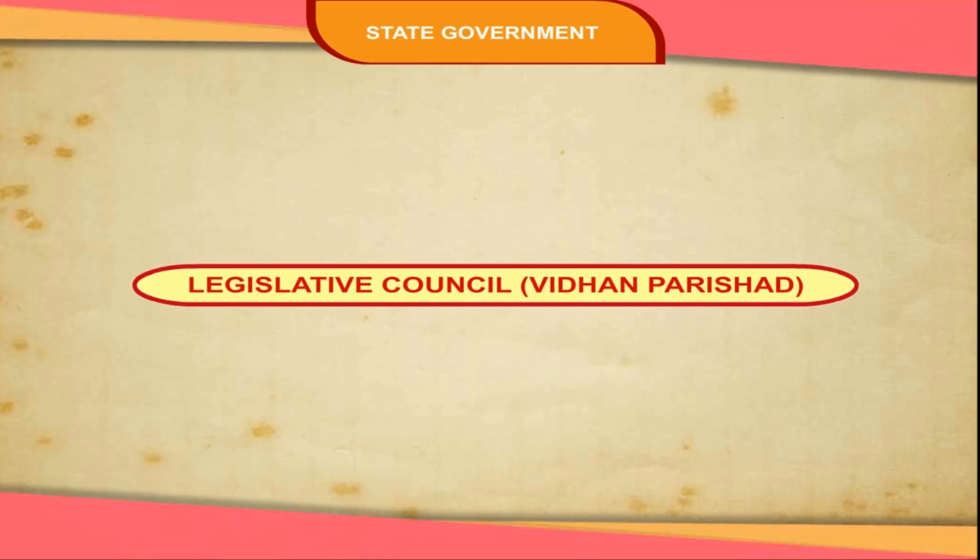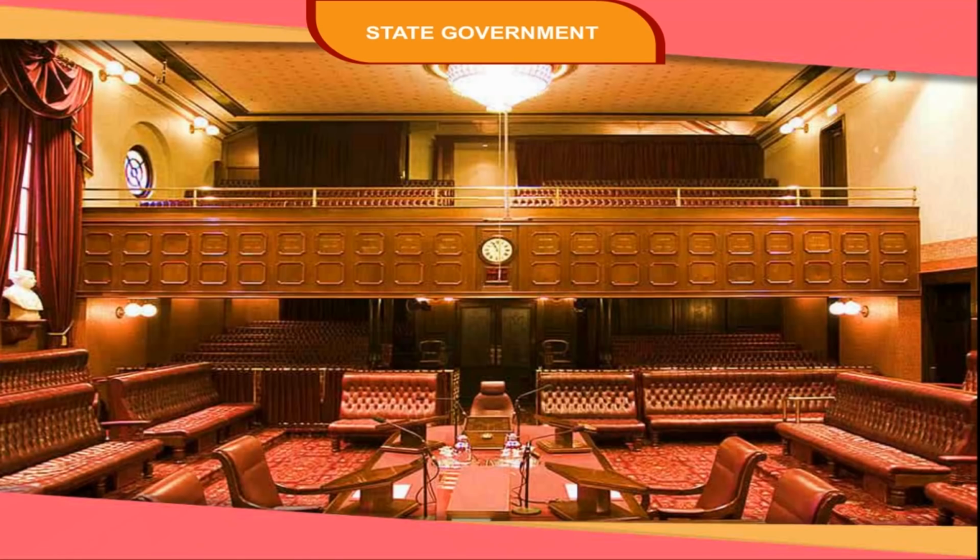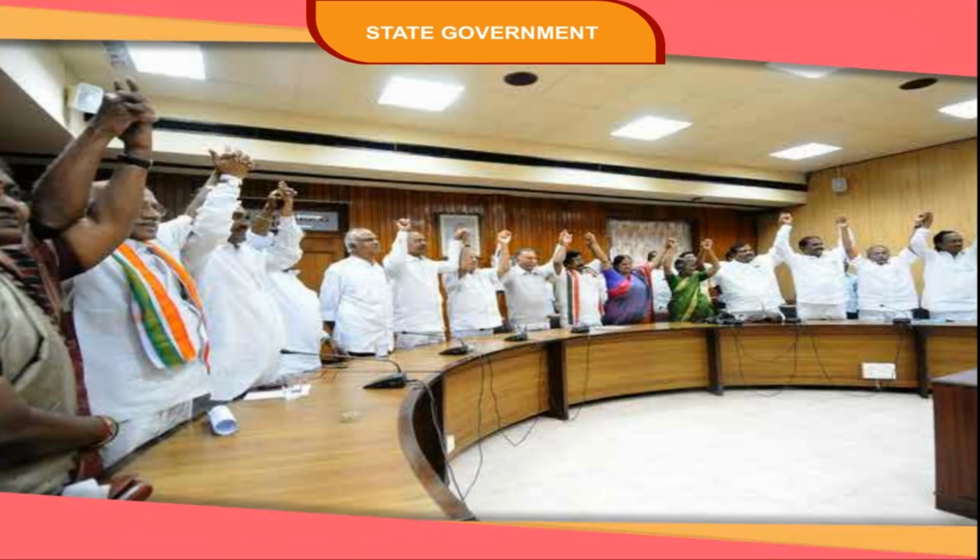Legislative Council, Vidhan Parishad. Legislative Council is also known as Upper House in the state legislature. The maximum strength of the Legislative Council is 1/3 of the total strength of Legislative Assembly, subject to a minimum of 40 members. The Legislative Council is a permanent body, as it cannot be dissolved. 1/3 of its members retire after every 2 years, and elections are held for vacant seats. The term of office of a member is 6 years.